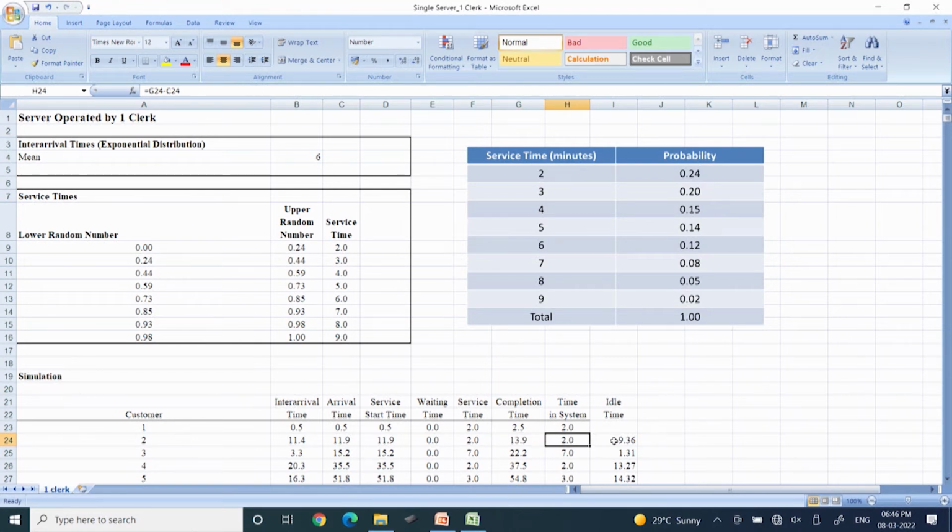Here I am going to find out the idle time for the server. Idle time is E24: if E24 equals 0, that is, if the waiting time of the customer is 0, then the idle time for the server is D24 minus G23, otherwise it is 0. Like this I have found the idle time for all 1000 iterations.